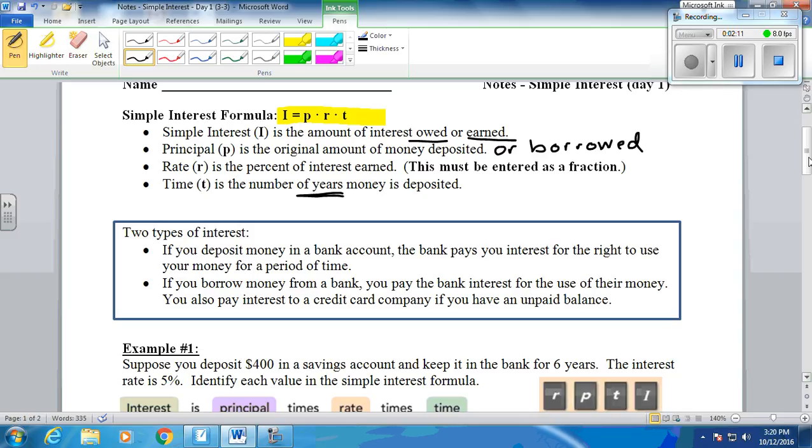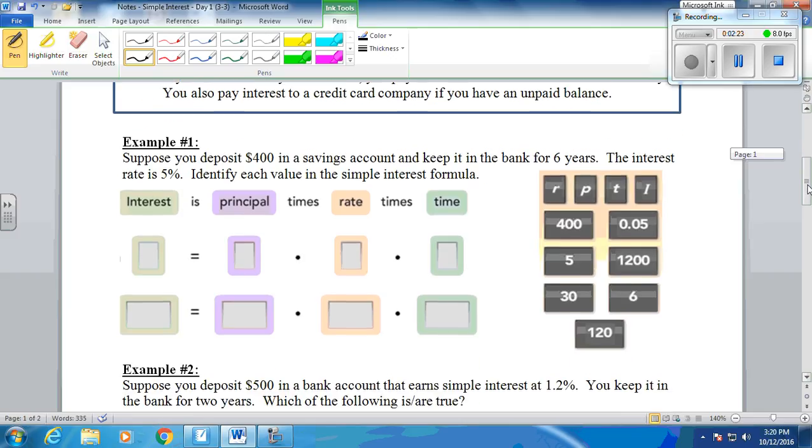You also pay interest to a credit card company if you have an unpaid balance. So if you do not pay your credit cards off in full every month, you will be charged an APR, an interest rate. We're going to jump right into talking about the formula.